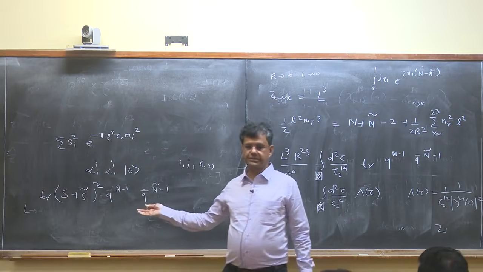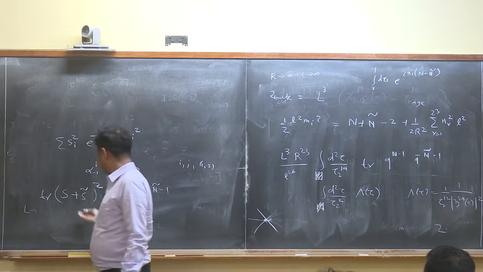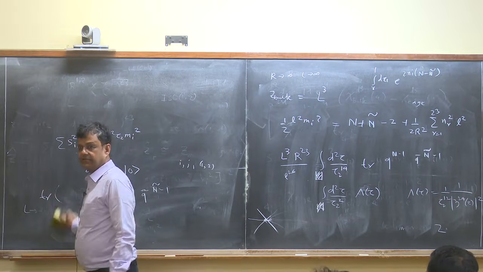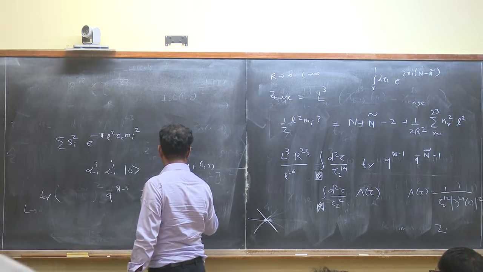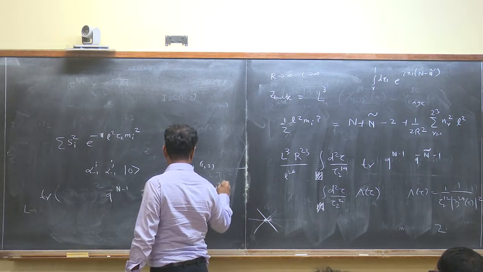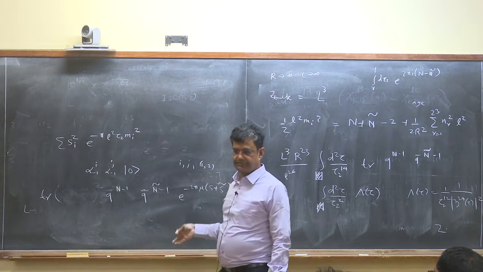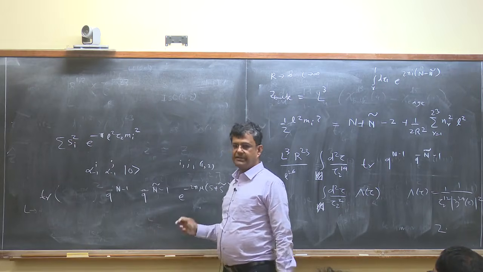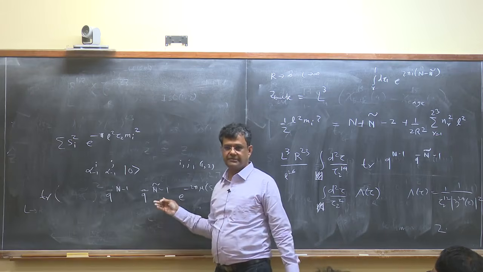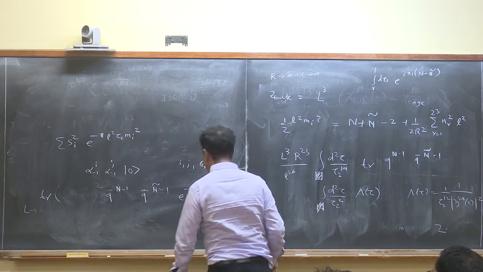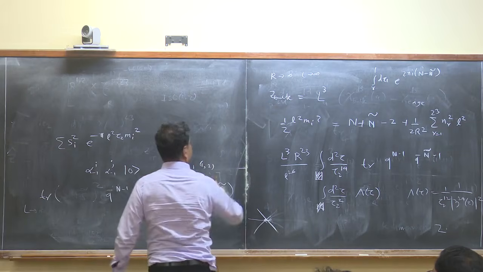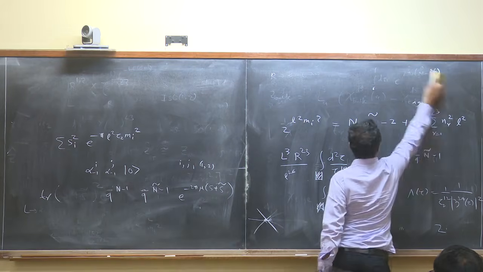So how will you do this trace? As you know, it's always better to exponentiate this. So you write it as e to the 2 pi mu (s plus s tilde), and then you take two derivatives. This trace can be done in terms of theta functions and eta functions, because it's just oscillators. And the answer is the following.